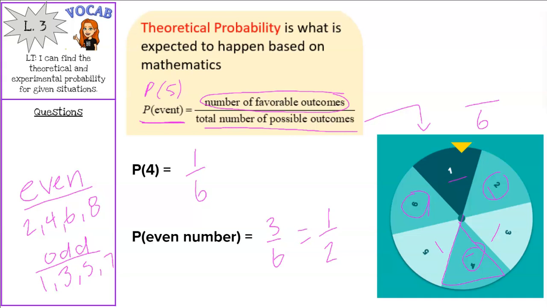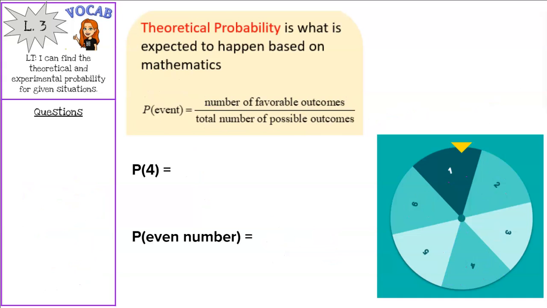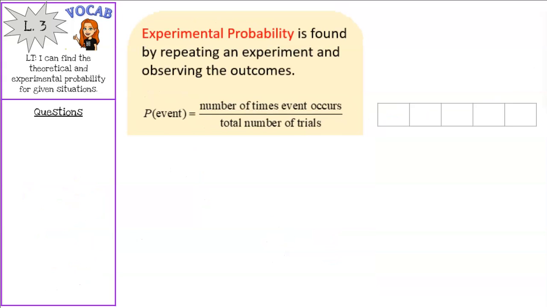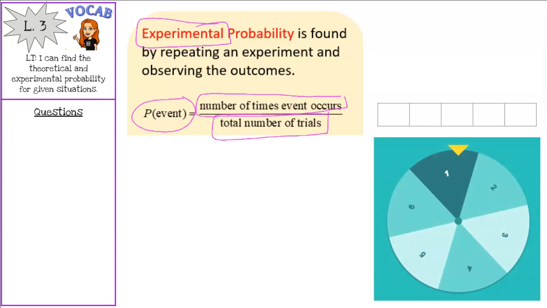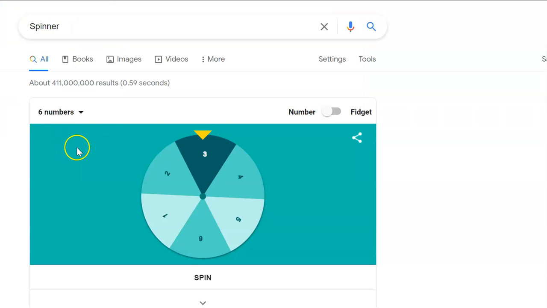So that's theoretical probability. Now, experimental probability is found by repeating an experiment and observing the outcomes. So you actually get to experiment. So the probability of the event is the number of times the event occurs over the total number of trials. So we're actually going to do a trial here. We are going to actually spin the spinner. We're going to spin it 5 times and we're going to record the results.